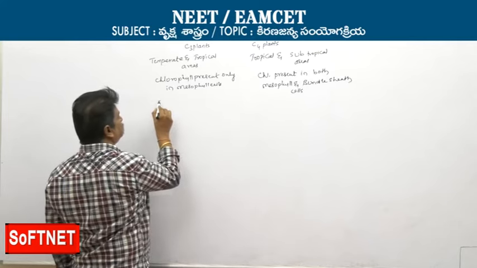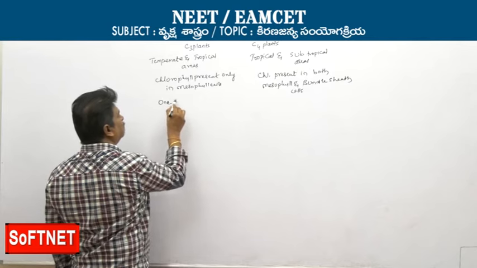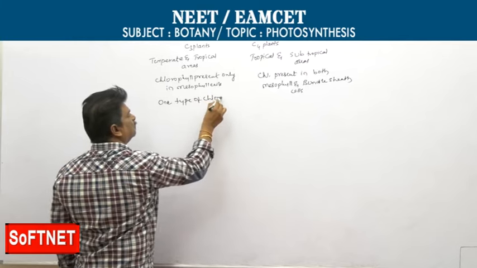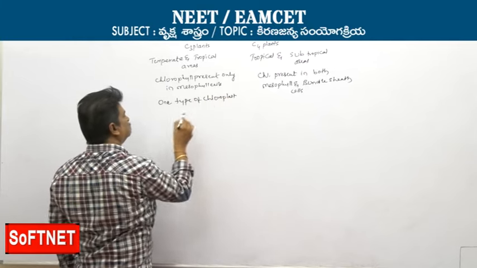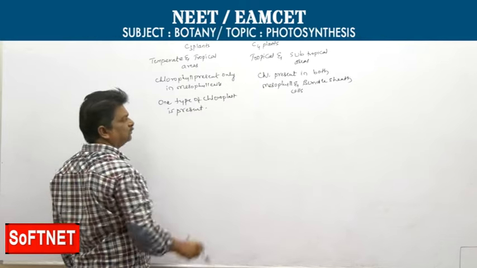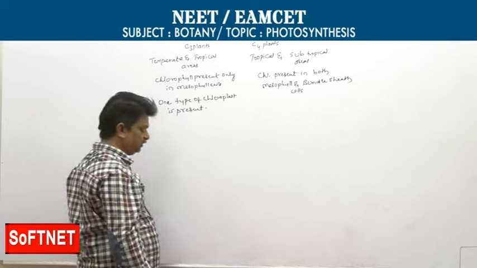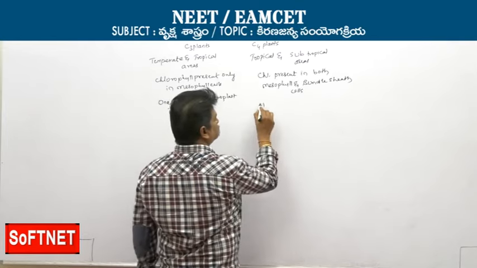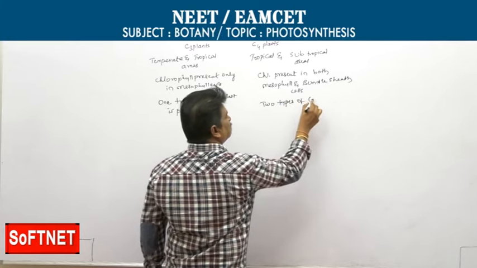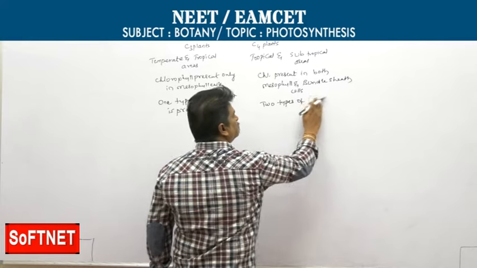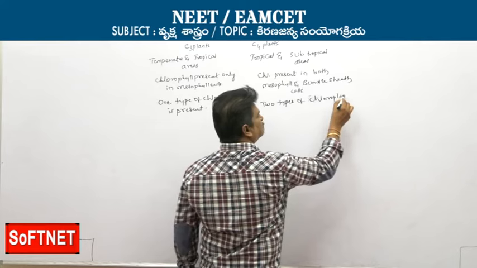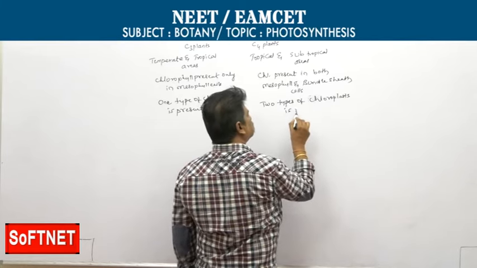C3 plants, only one type of chloroplast. Only one type of chloroplast is present in C3 plants. C4 plants, two types of chloroplast are present.